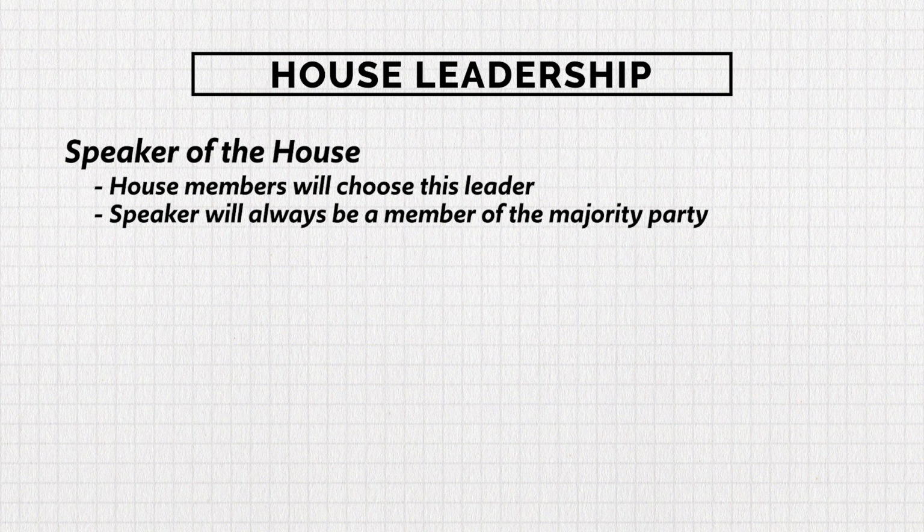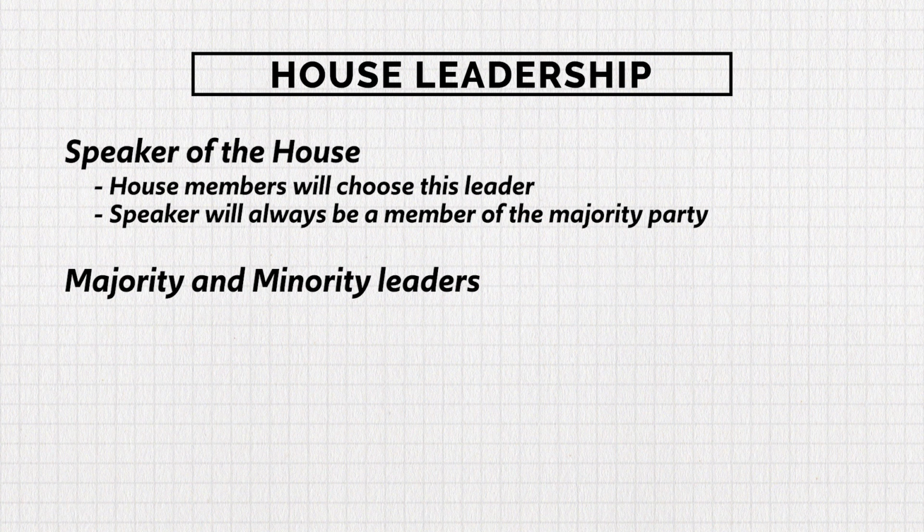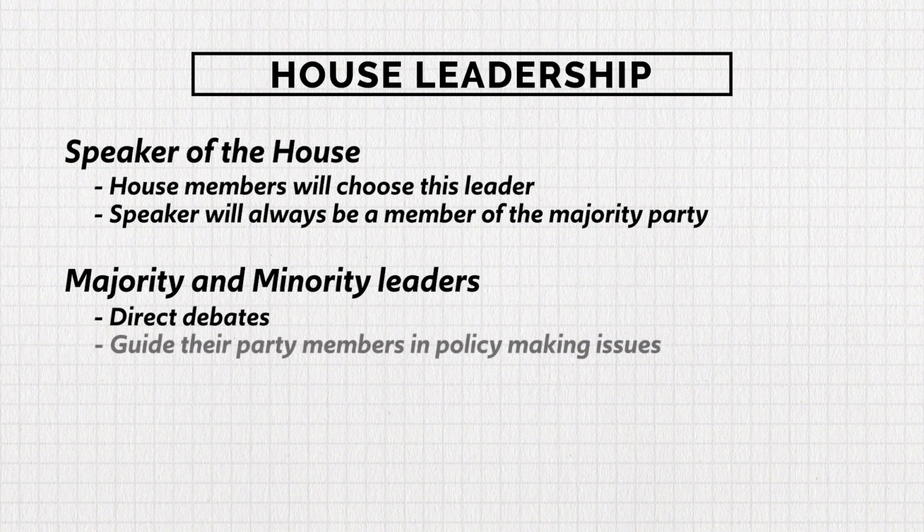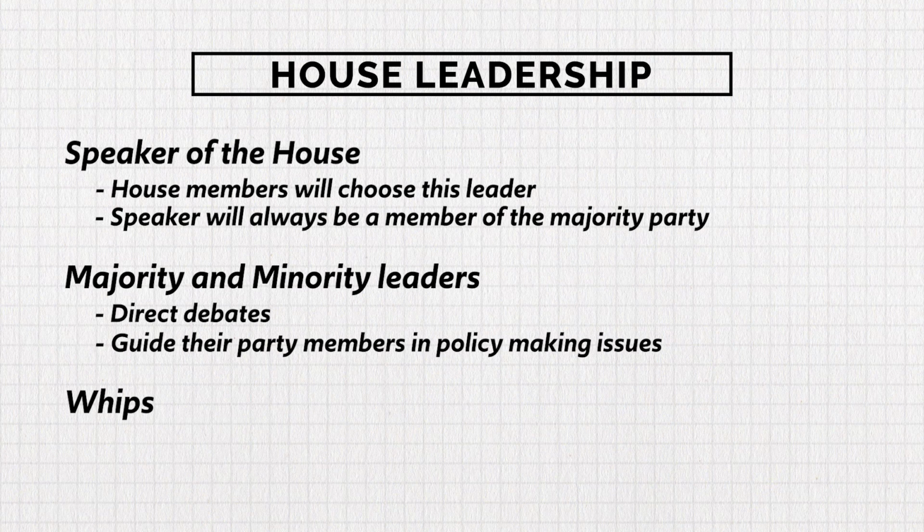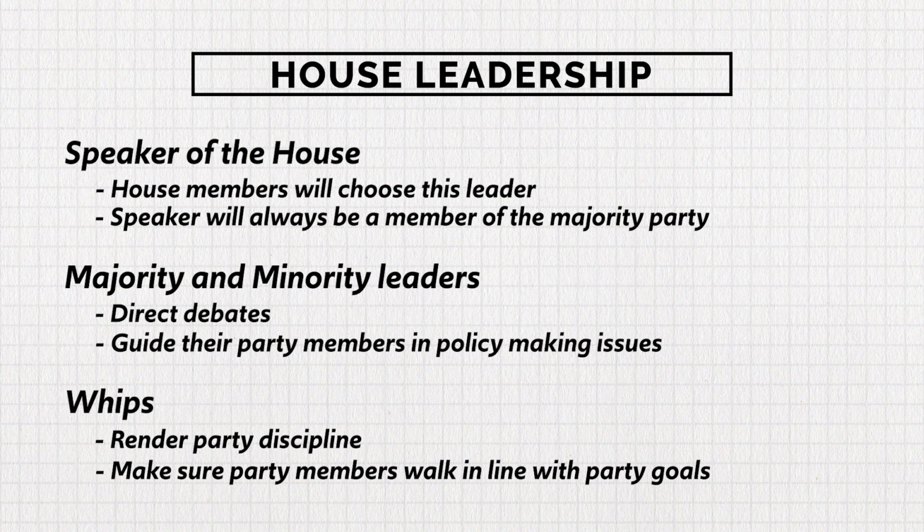Now, the Speaker has significant power, from recognizing who can speak and who cannot to assigning representatives to committees. Under the Speaker are the majority and the minority leaders, and they basically direct debates and guide their party members in policy-making issues. Then you have the whips, one each for the majority and minority parties. And whips are exactly what they sound like. Like, if representatives are a bunch of livestock, then the whips get in there and make sure that their party is moving in the same direction. If a party member steps out of line, whips render party discipline and make sure members of the party walk in line with the party goals.